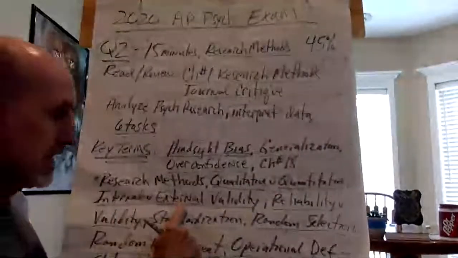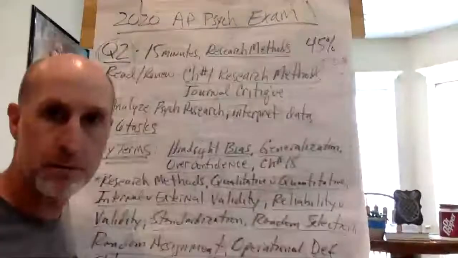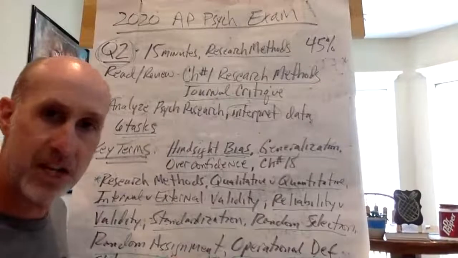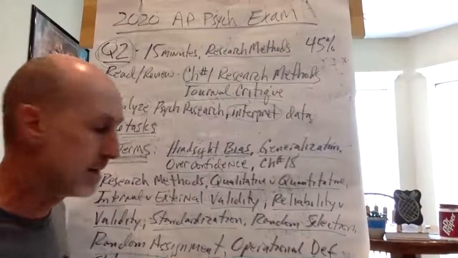And then internal and external validity. That's a big one. Those were 2 sections on your journal critique that you had to write about.